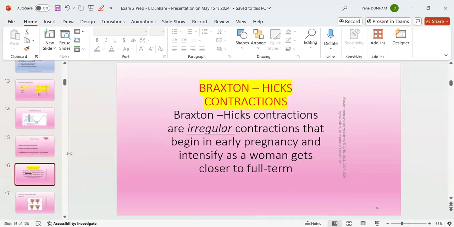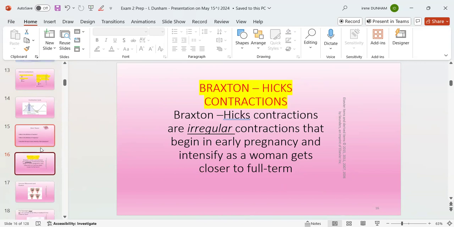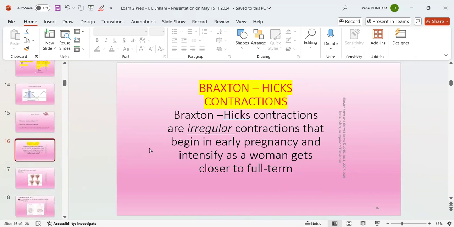The Braxton Hicks contractions are irregular contractions. They can begin early in pregnancy and they intensify as the woman gets closer to term. There's been research on that, as to whether these irregular contractions maybe do something, but it's nothing for certain. I always tell my patients, especially when they say, oh man, I'm having these irregular contractions, I say, yeah, but at least your body's trying to ripen up. I used to say that to my patients, and they'd say, okay.